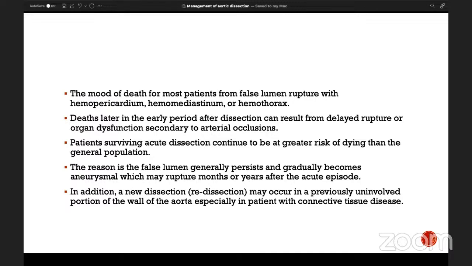But those patients who survive the acute phase still have a greater risk of death, and this is usually related to false lumen aneurysmal dilatation and late rupture, which can occur months or years later. Some patients may have a new dissection, a redissection, that occurs in an uninvolved segment and may result in other consequences or rupture. And this is usually in patients with connective tissue disease.